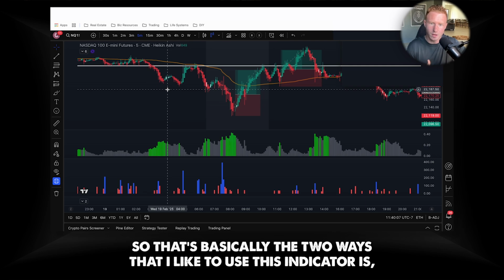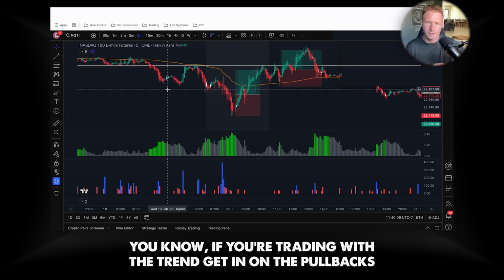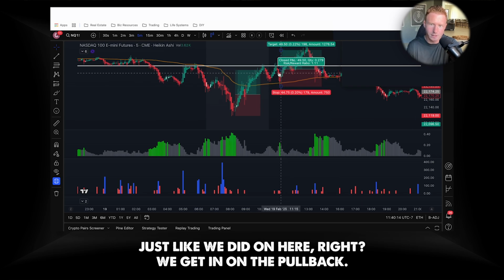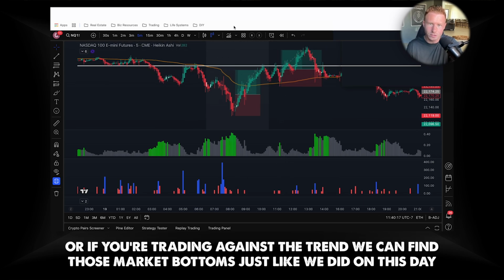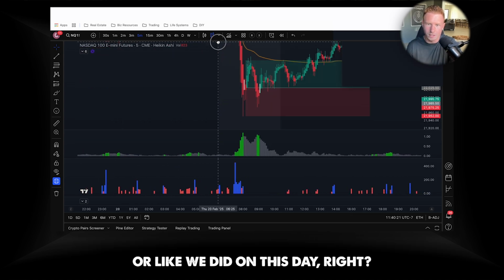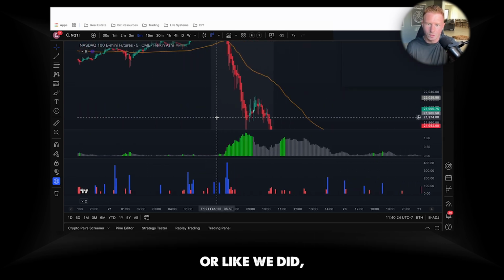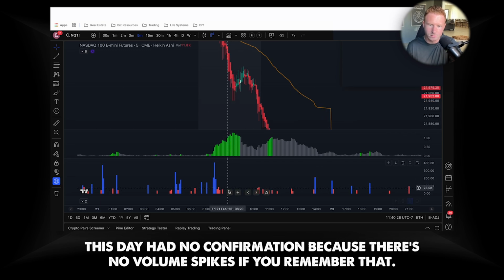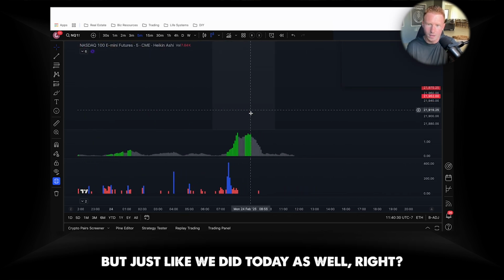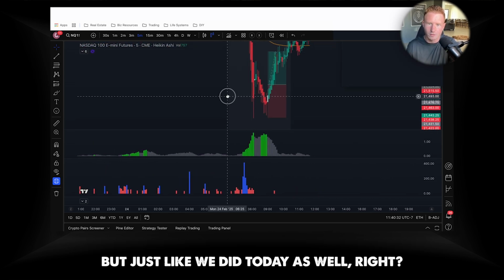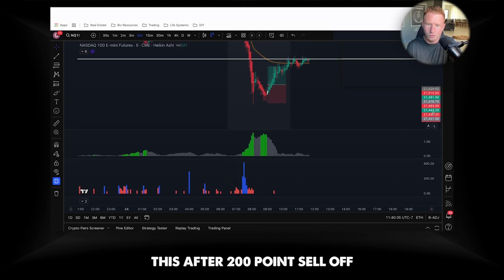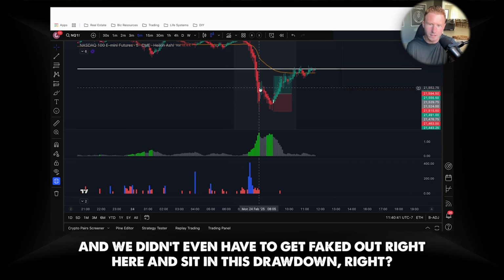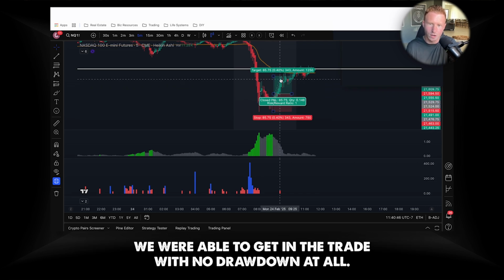So that's basically the two ways that I like to use this indicator. If you're trading with the trend, get in on the pullbacks just like we did on here, right? We get in on the pullback. Or if you're trading against the trend, we can find those market bottoms just like we did on this day, or like we did on this day, right? Or like we did, this day had no confirmation because there were no volume spikes, if you remember that. But just like we did today as well, right? We found the market bottom. This is after a 200-point sell-off, and we didn't even have to get faked out right here and sit in this drawdown, right? We were able to get in a trade with no drawdown at all.